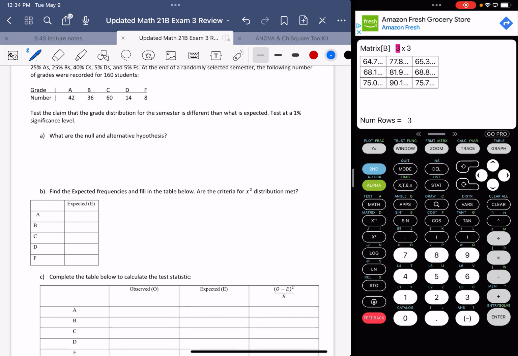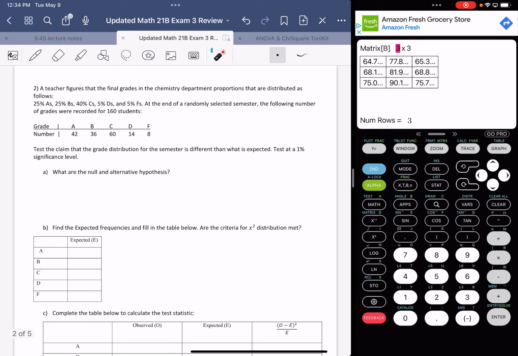Number 2. A teacher figures that the final grades in the chemistry department proportions are distributed as follows. 25% are A's, 25% B's, 40% are C's, 5% D's, and 5% F's. At the end of a randomly selected semester, the following number of grades are recorded for 160 students. So the observed values of the sample are as follows. Let me read this next sentence. Test the claim that the grade distribution for the semester is different from what is expected. Test at a 1% significance level.